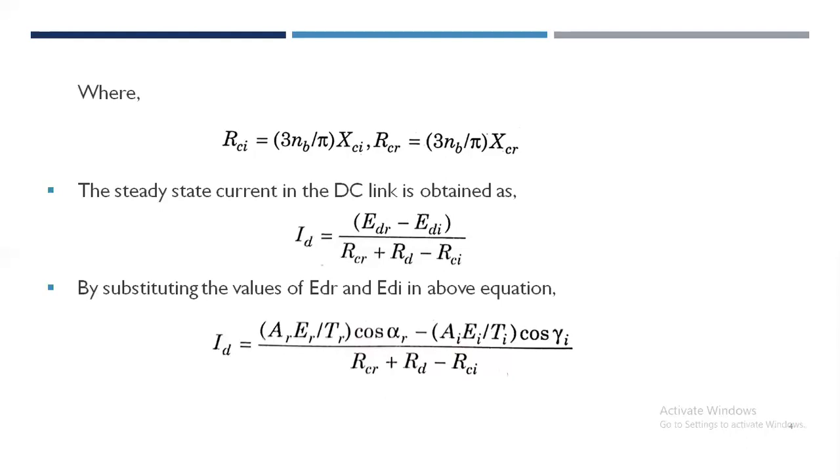The increase of power in the link is achieved by reducing the alpha R, which improves the power factor at the rectifier for higher loading and minimizes the reactive power consumption. The inverter can now be operated at minimum gamma, that is minimum extinction angle, thereby minimizing the reactive power consumption at the inverter also.